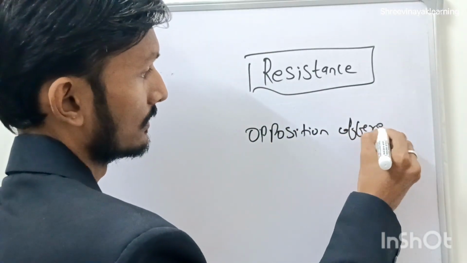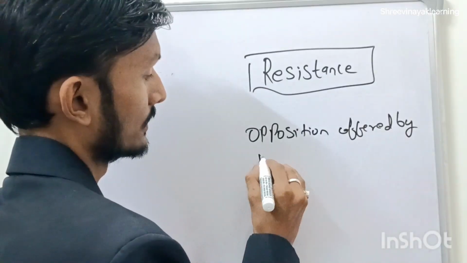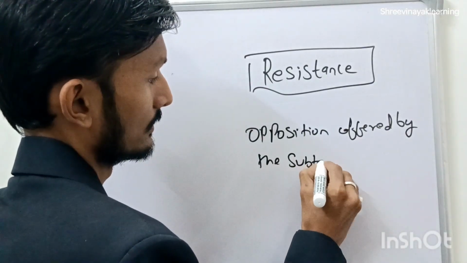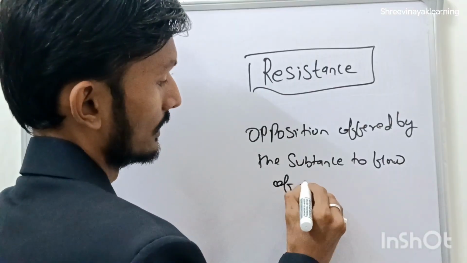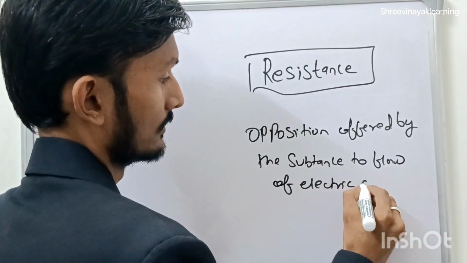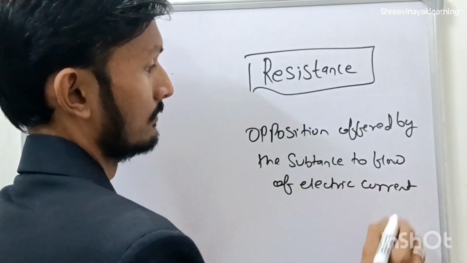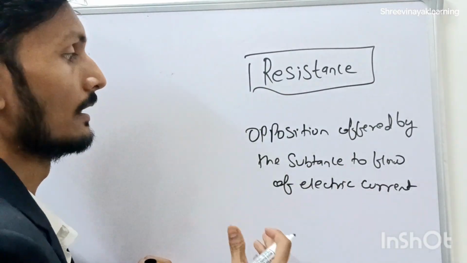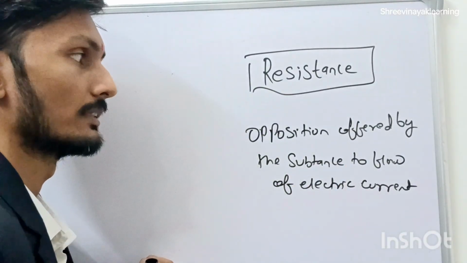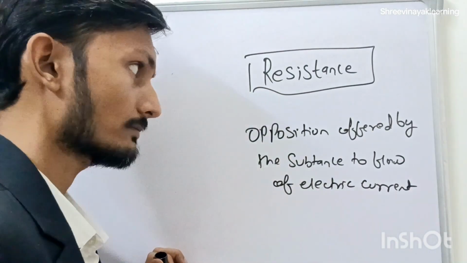offered by the substance to the flow of electric current. That's clear. So resistance is basically the opposition offered by the substance to the flow of electric current. That's known as resistance.